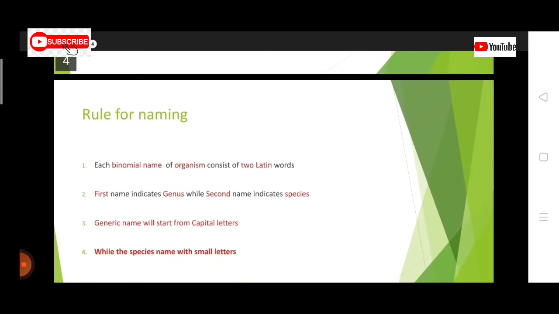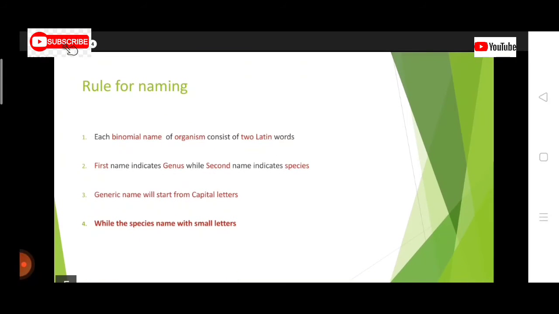There are some rules for giving a name to an organism in a scientific way, not a common name. The first rule is that each binomial name of an organism consists of two Latin words. There are two parts of the binomial name. The first name indicates the genus while the second name indicates the species. The generic name will start with a capital letter while the species name starts with a small letter.